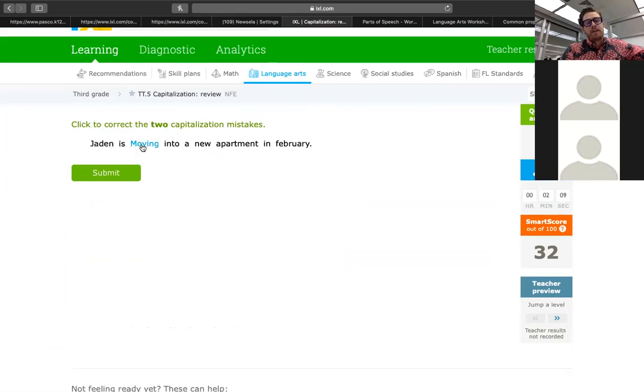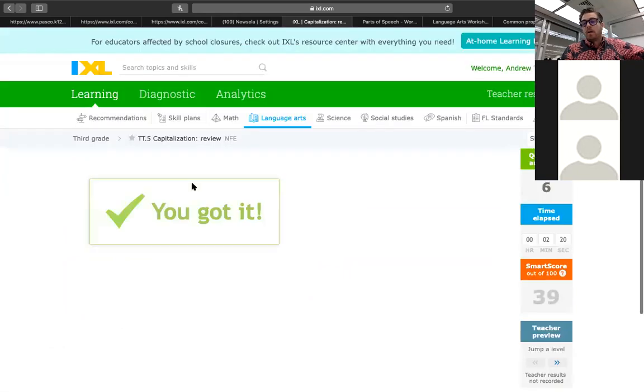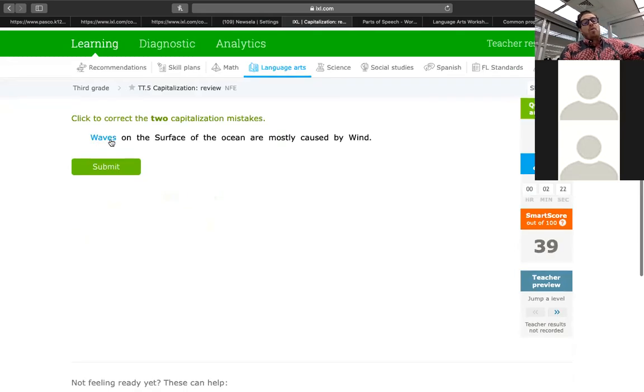Jaden is moving into a new apartment in February. February is supposed to be capitalized. What about moving? Moving is not supposed to be capitalized. I think I've got the hang of that. Waves on the surface of the ocean are mostly caused by wind. Surface is not capitalized. What about wind? Wind is not supposed to be either. Yeah, it looks kind of funny, didn't it?